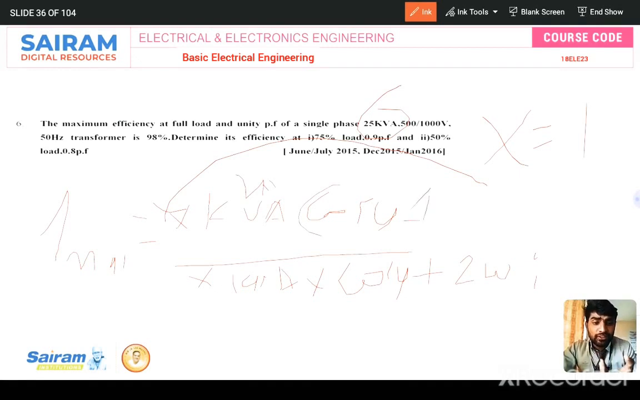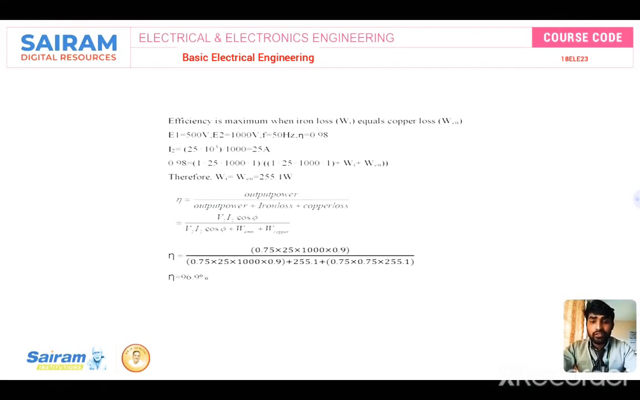Directly they have given the maximum efficiency, 98%. Directly you can calculate 2Wi, because all the values are known. We can calculate Wi, the iron loss. Just see the solution, after that we will see. Calculate Wi, then calculate for 75% of load. Just substitute the x value into that formula with cos phi as 0.9, and you'll get all the sub-answers. I'll just show you the answer.